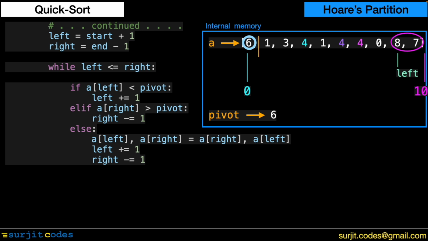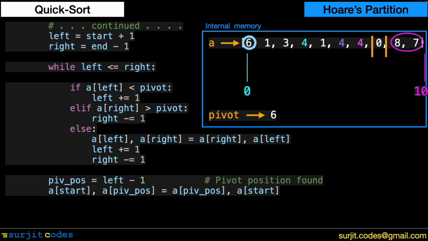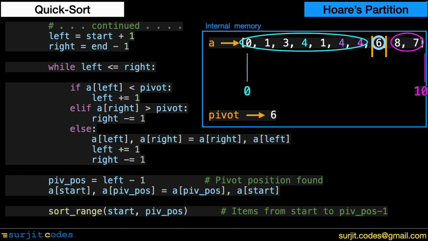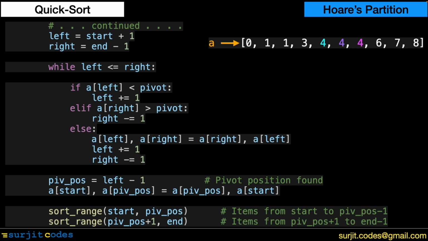The right partition starts from the left pointer. Left minus 1 becomes the pivot position. We swap the item there with the pivot present at start. All the items before the pivot are less than or equal to the pivot. So we have parked the pivot at its proper position in the sorted list. We sort the items of the left partition by recursive calls of the function sort range and then the right partition by the same function. With this, we have sorted the entire range of the list.